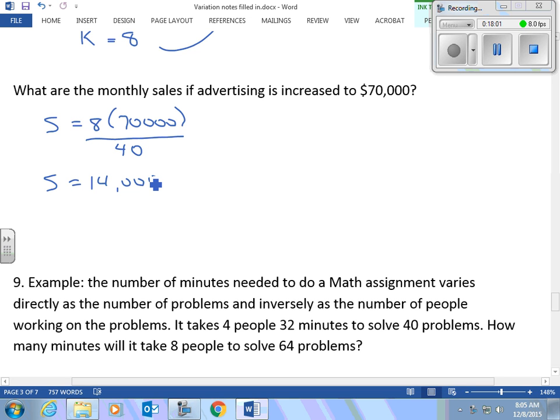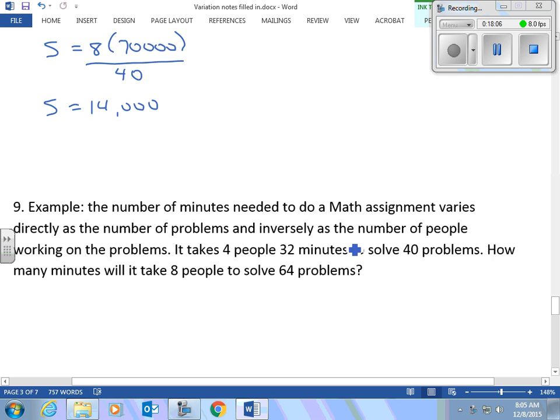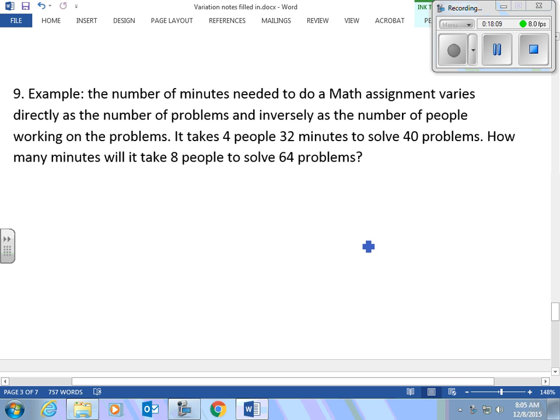Here's one example. I don't want you to take it to heart too strongly. The number of minutes needed to do a math assignment varies directly as the number of problems and inversely as the number of people working on the problems. It takes 4 people 32 minutes to solve 40 problems. How many minutes will it take 8 people to solve 64 problems?